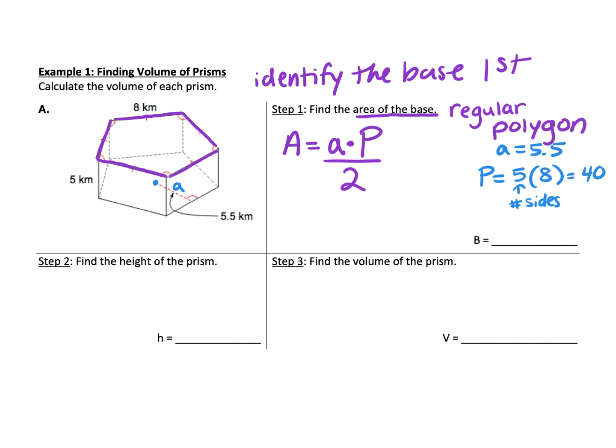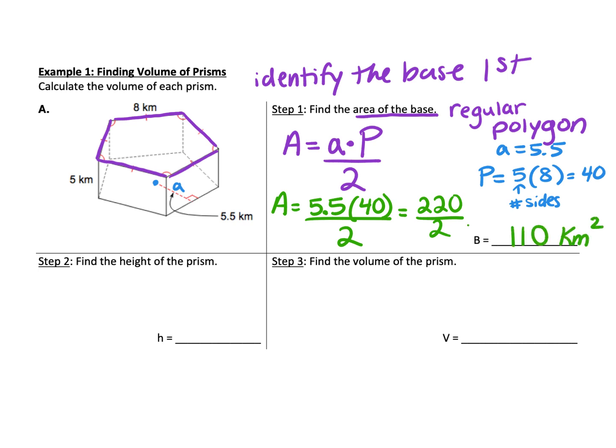So now I have the 2 numbers that I need to stick into my formula. Area equals 5.5, the apothem, multiplied by 40, and then divide by 2. And you can take your calculator and do 5.5 times 40. It'll give you 220 after you hit enter, and then divide it by 2, and you'll end up with 110 kilometers squared. It's the area of the base, so my unit is squared.